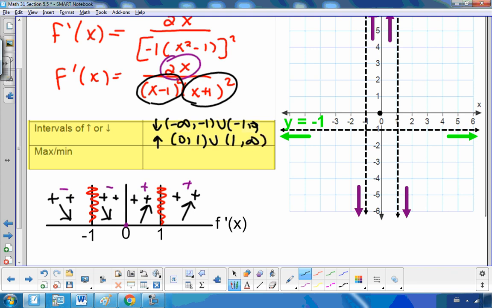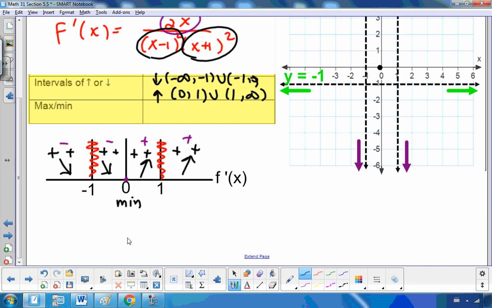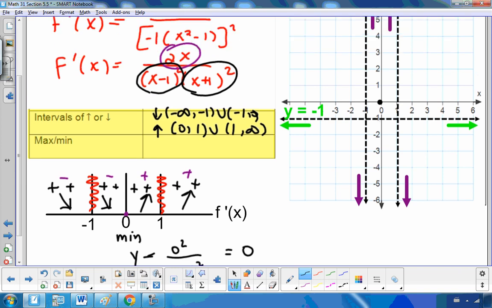Okay, so let's see if we have a max or a min anywhere. So here vertical asymptote, so nothing there. Here vertical asymptote, nothing there. At 0, see how I'm decreasing to the left, increasing to the right? That tells me I have a minimum at x equal to 0. So when I have a minimum at x equal to 0, let's figure out what the y value is, back to my original equation, and plug in 0. And that's just 0. So that means at 0, 0, not only is it an x and y intercept, it is also a minimum value. So I have a minimum at 0, 0.